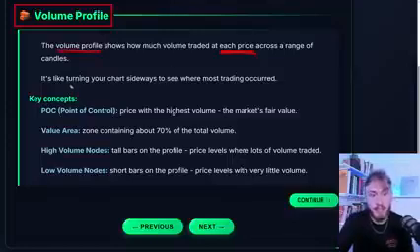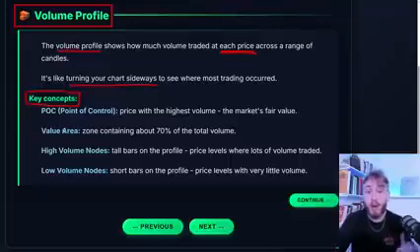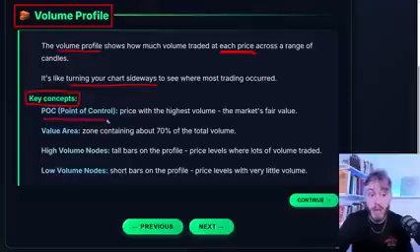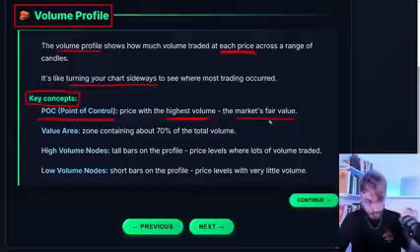So it's basically like turning your chart sideways to see where the most trading occurs. And what you will realize here is that many of the key concepts for the volume profile are the same as the concepts for the volume footprint. So for example, when it comes to the volume profile, we also have the POC, which is the point of control. And you already know that this is the price level where the highest volume got traded, or in other words, the market's fair value.